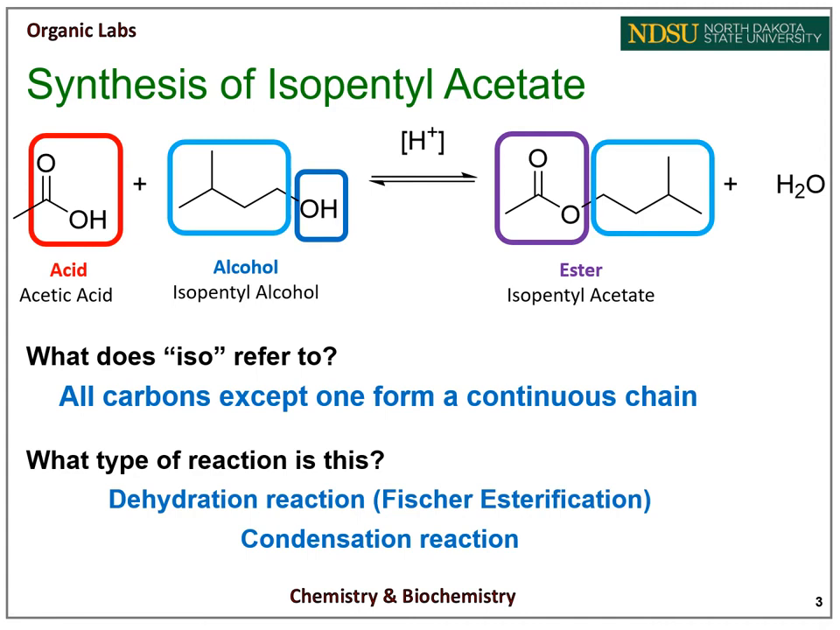So what does iso refer to? It refers to all the carbons that form a continuous chain except for one. We see this continuous chain in both the alcohol and in the ester, with this one carbon that is not in the continuous chain.